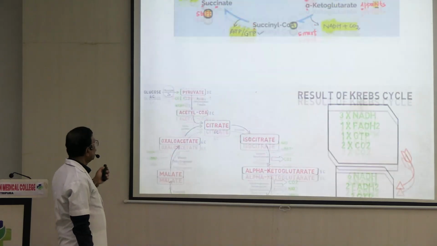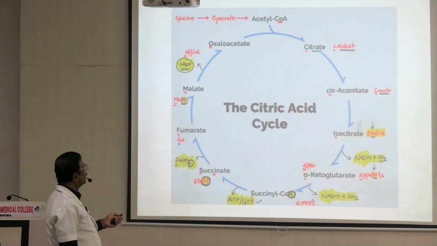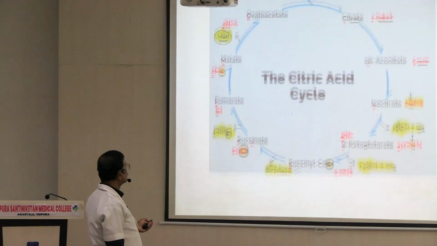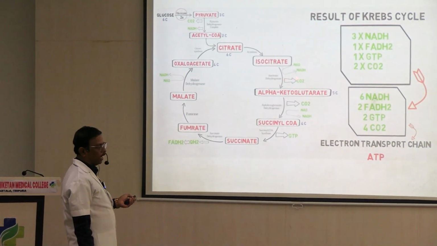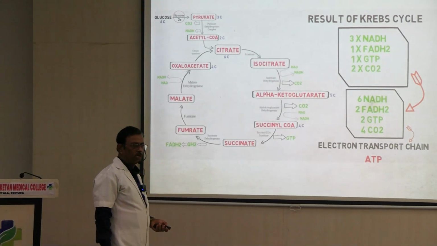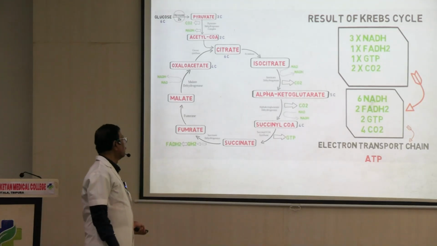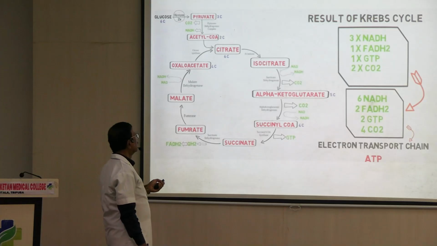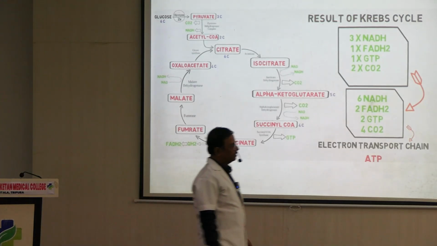So, in the mnemonic, in isocitrate, we have N. So, when isocitrate is converted into alpha-ketoglutarate, it will produce a NADH. One molecule of carbon dioxide will be released. This is the first decarboxylation in the cycle. Okay? The enzyme is isocitrate dehydrogenase. From citrate to isocitrate, the enzyme is aconitase.